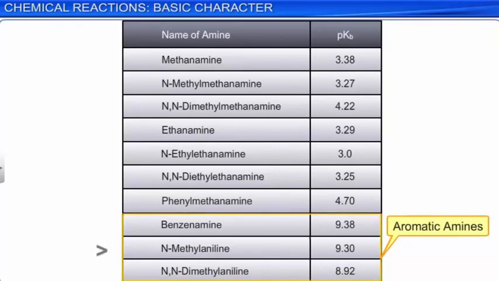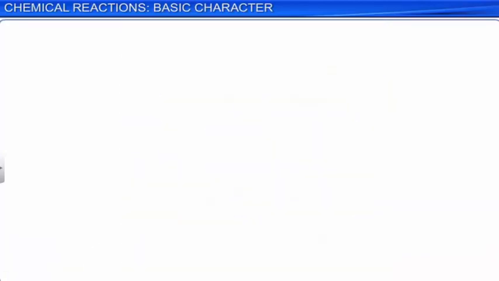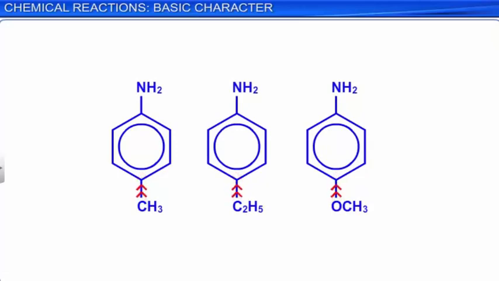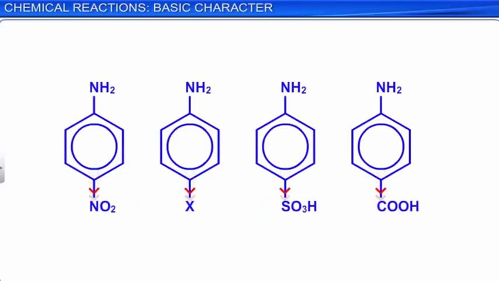In case of substituted aryl amines, electron-donating groups such as methyl, ethyl, and methoxy increase the basic strength, whereas electron-withdrawing groups like NO2, X, SO3H, COOH decrease the basic strength.